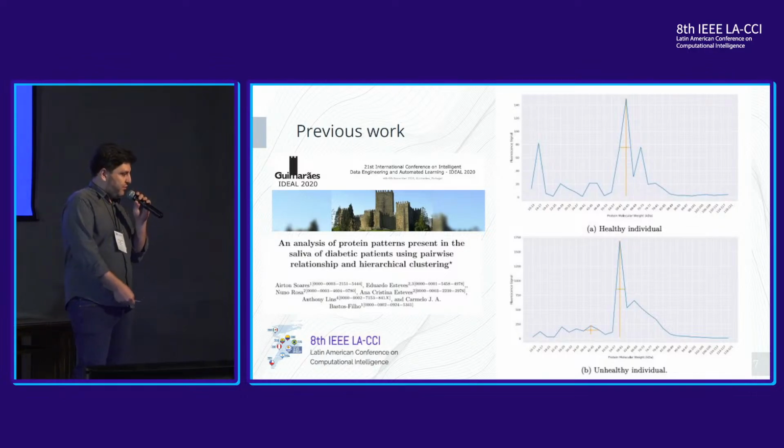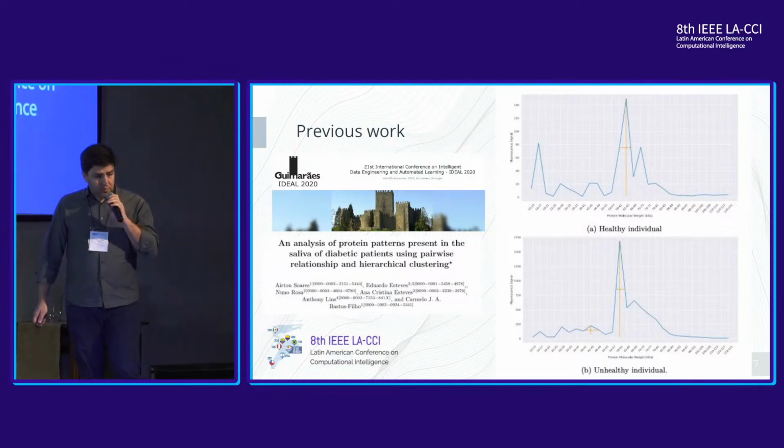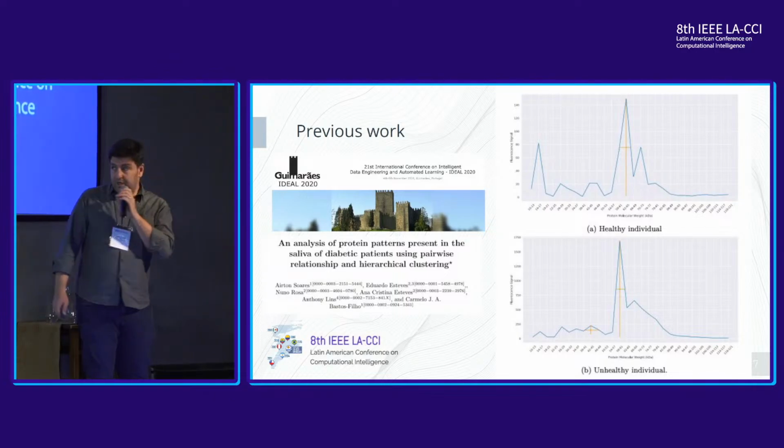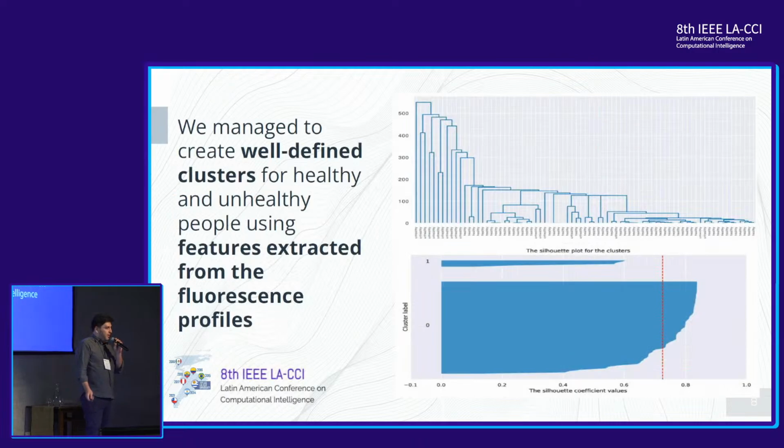The goal was to find if there is some difference between groups of people that are healthy or have diabetes. We had a first work that we presented in a conference in Portugal, in which we defined some features in this electrophoresis data, and based on the features that we selected, we tried to group this using clustering algorithms. So we managed to separate people that have diabetes and healthy people.